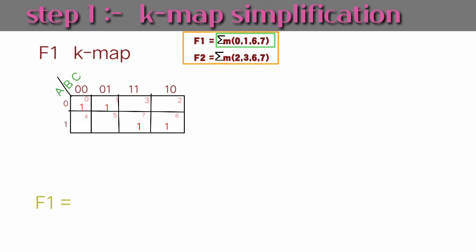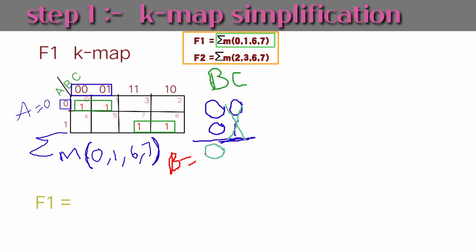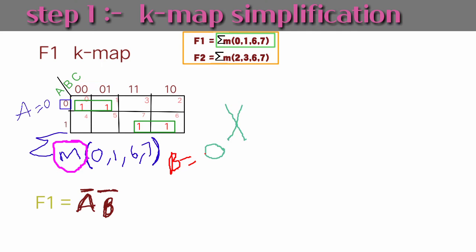In the K-map 2 pairs are there, that is 0, 1 and 7, 6. In the first pair the values are 0, 0, 0, 1. Here the right side, 0, 1, is cancelled. Then the remaining is 0, and also the first pair's other variable is 0, so A equals 0. In the problem minterms are given, so zeros represent the complement and ones represent the actual value of the variable. Then F1 equals A bar, B bar.